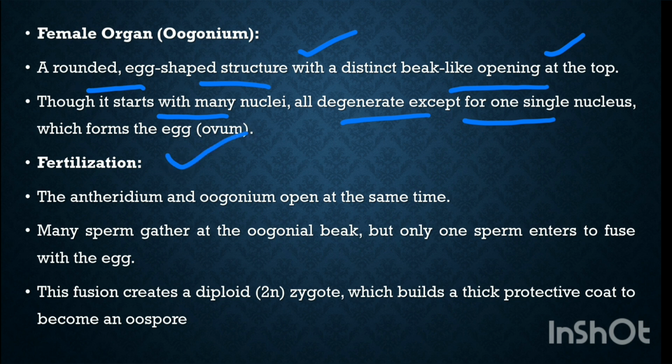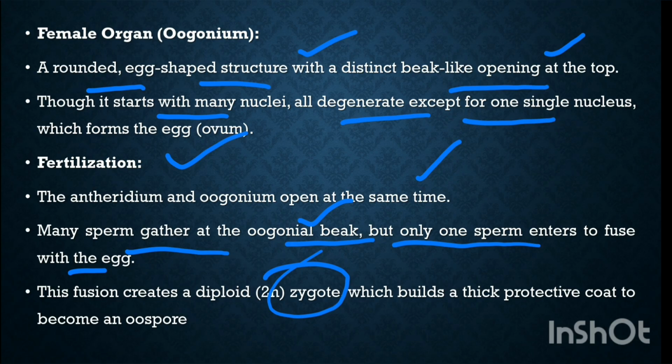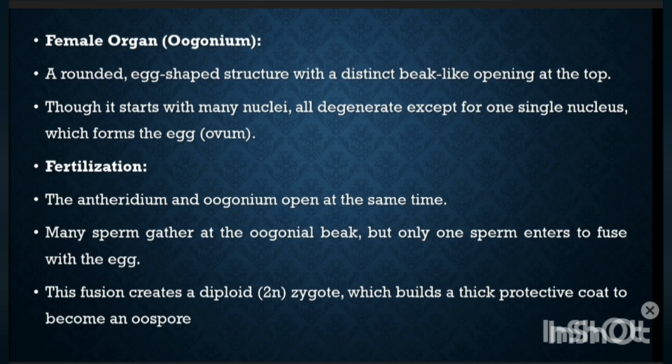Okay. Then fertilization. The antheridium and oogonium open at the same time. That means they mature at the same time. Many sperms gather at the oogonial beak, but only one sperm enters and fuses with the egg to form a diploid zygote. That zygote forms a thick protective coat. So the oospore secretes a thick wall and undergoes a resting phase after its formation.